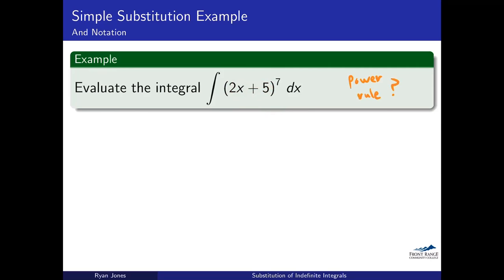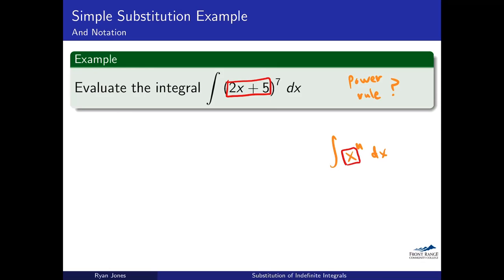But the problem is that the power rule states the integral of x to the n dx, and that's what I'm allowed to use it on. And this doesn't look like that, and the reason is because this x in here is actually a 2x plus 5. So what I have to do is what we call substitution. Basically, I'm going to replace that 2x plus 5 with another variable temporarily, and then I'm going to do my integral, and then I'm going to come back to the 2x plus 5.